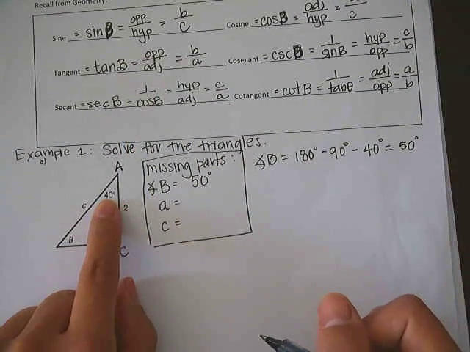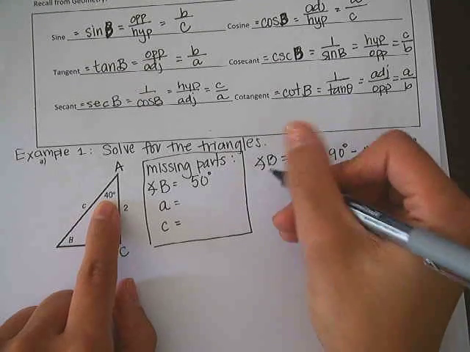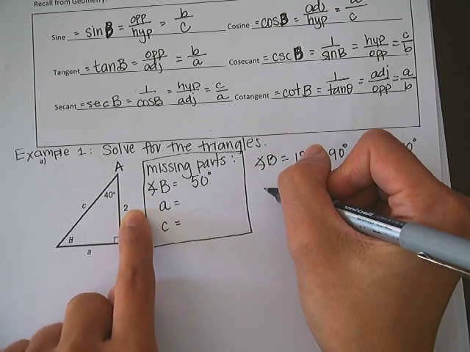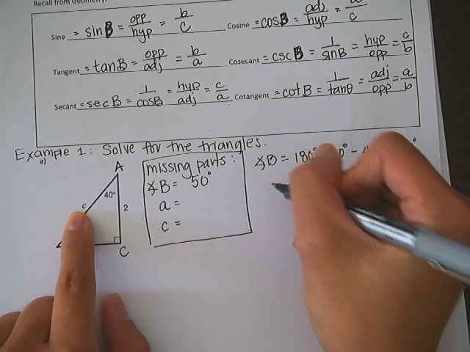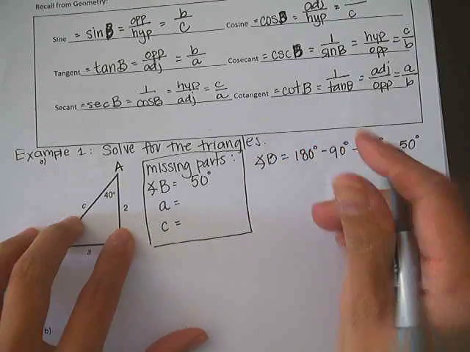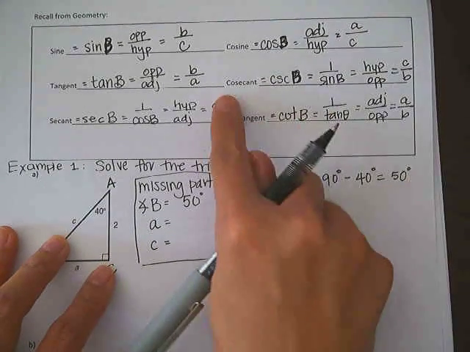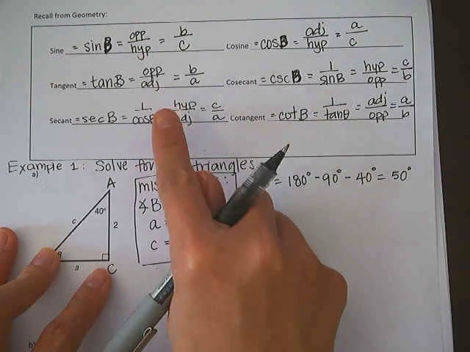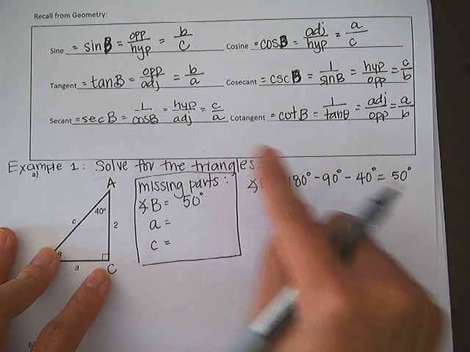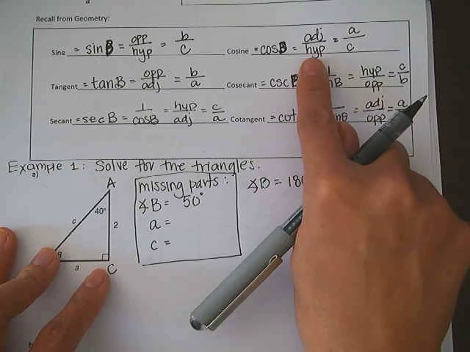Since this angle is known, I'm going to use this angle. I have the adjacent side, and I don't have the hypotenuse, so I'm going to find the hypotenuse. Adjacent and hypotenuse: if I look at my box up here, which one is going to help me out? Which one has adjacent and hypotenuse all in the same ratio? It's going to be cosine.